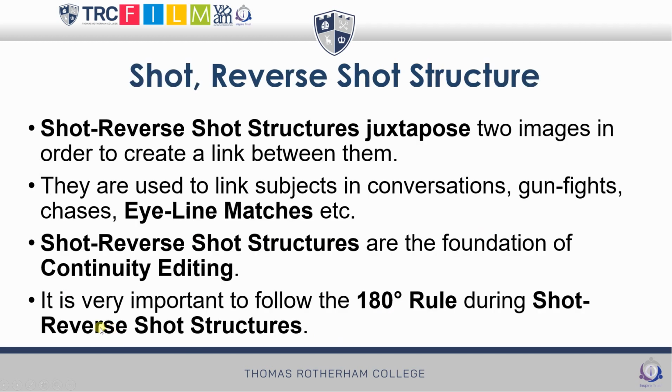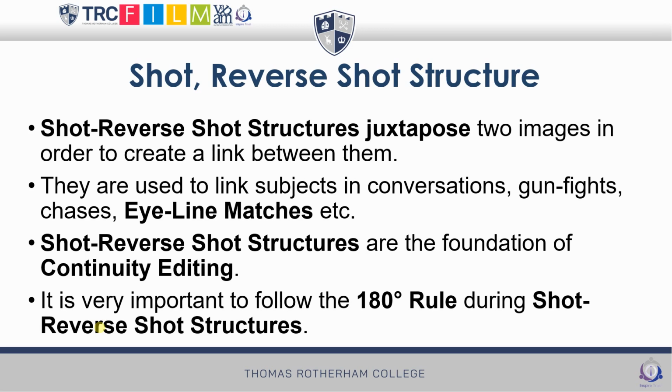Now for the most fundamental part of continuity editing. Shot reverse shot structures. Shot reverse shot structures are the fundamental element of continuity editing. Nearly all films are basically a string of shot reverse shot structures, right? So the point of shot reverse shot structure is to juxtapose images, either to create a link between them or to create contrasts, binary opposites, right?